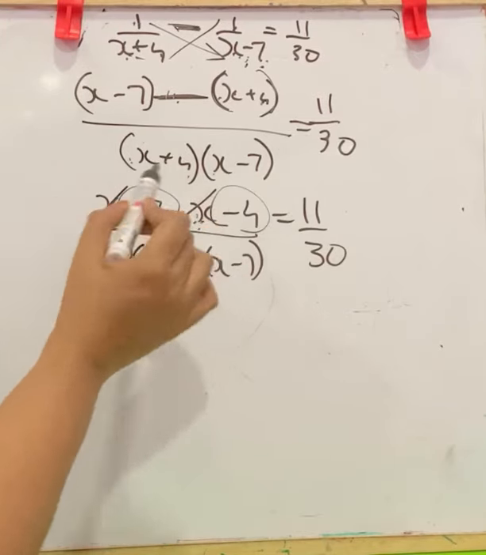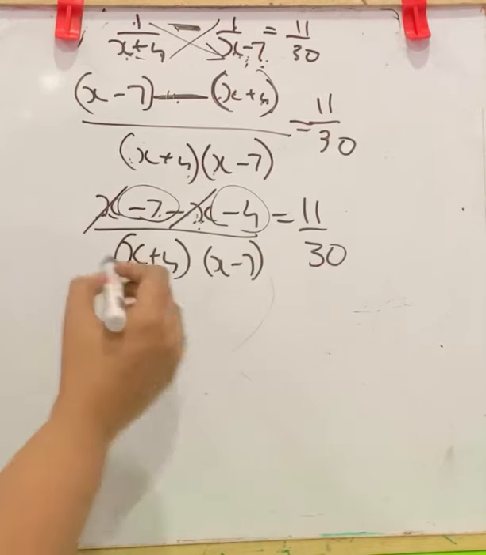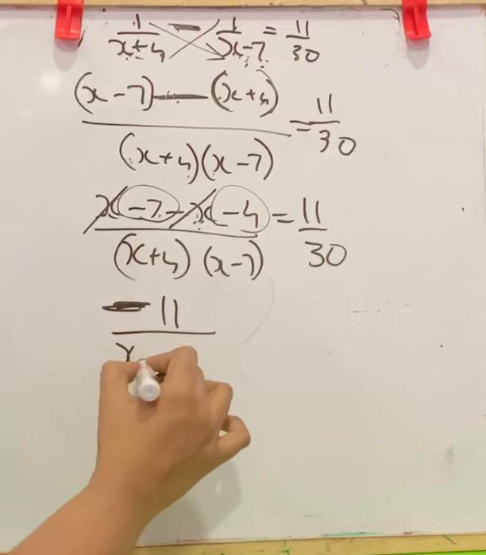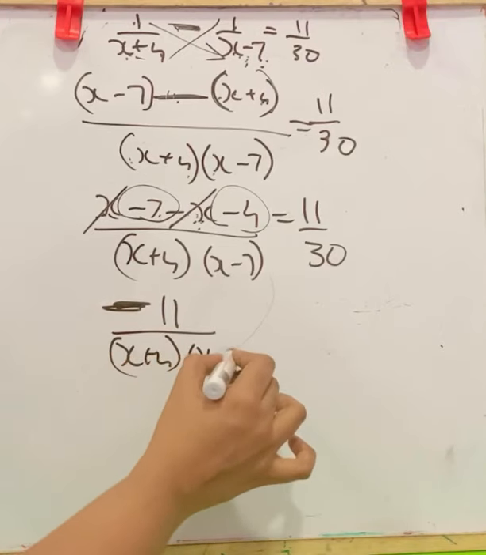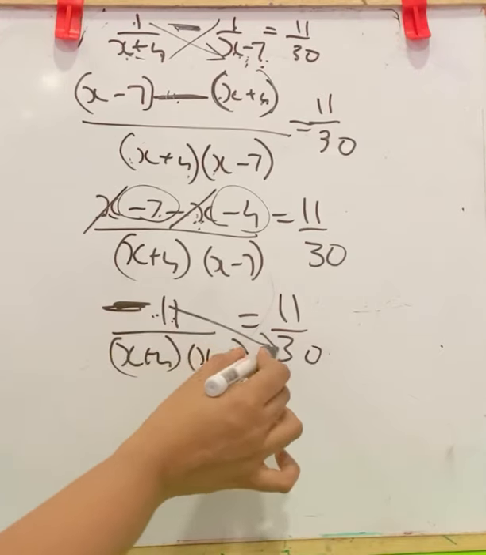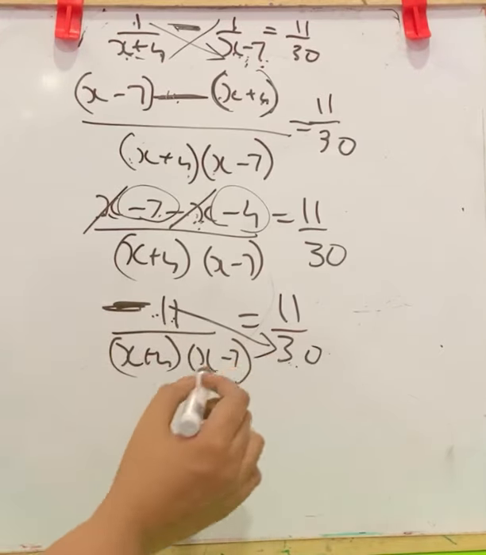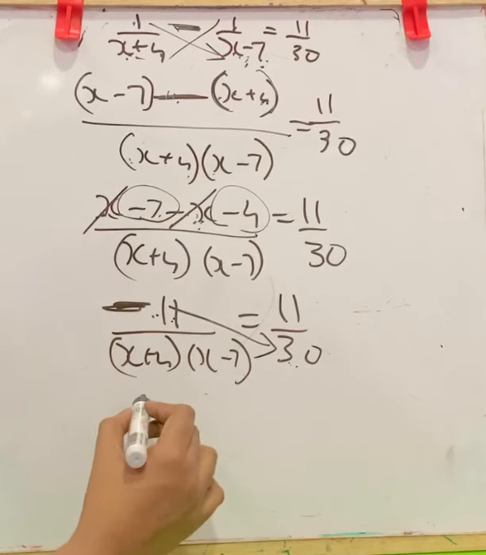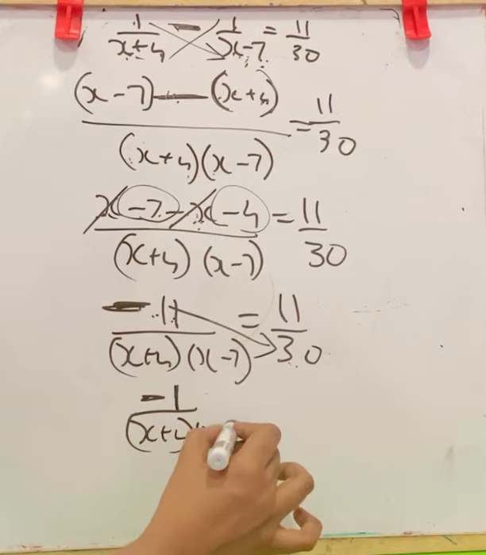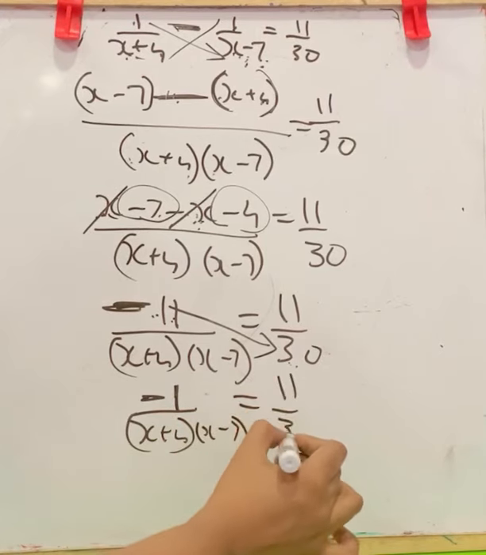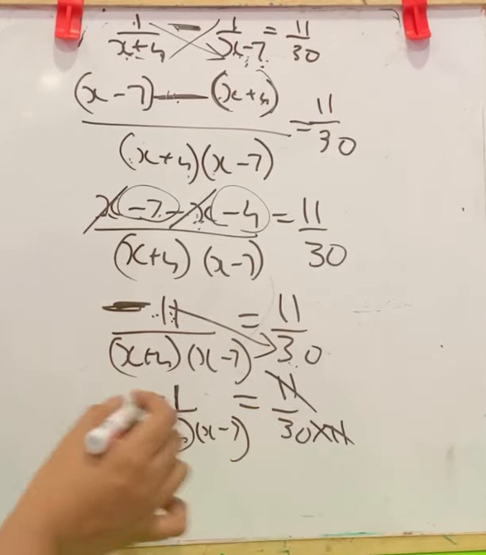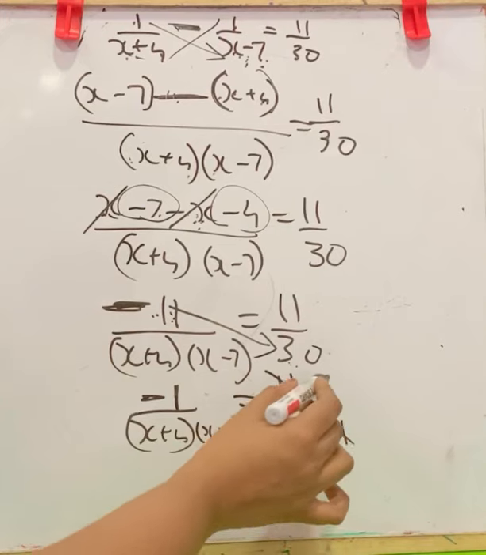Minus 7 and minus 4. Minus 7 plus minus 4 is minus 11 by x plus 4 into x minus 7 equal to 11 by 30. This 11 you can take to RHS, it goes to the denominator. We have minus 1 by x plus 4 into x minus 7 equal to 11 by 30 already in RHS. This 11 taken to RHS goes to the denominator. 11 and 11 get cancelled. Thus we have 1 by 30.